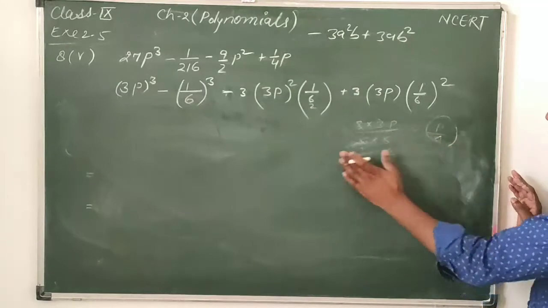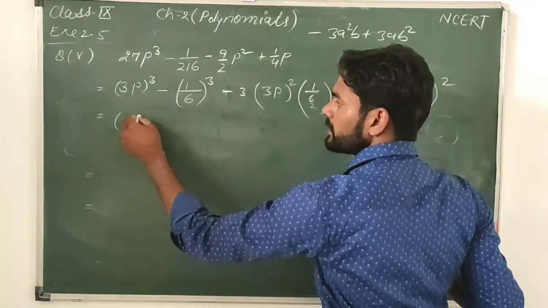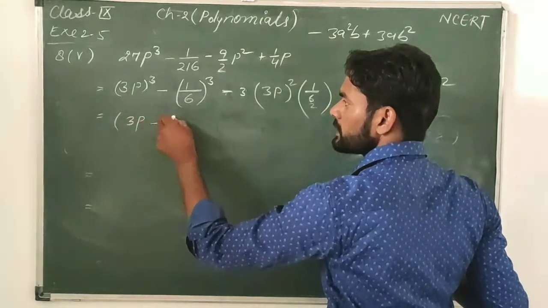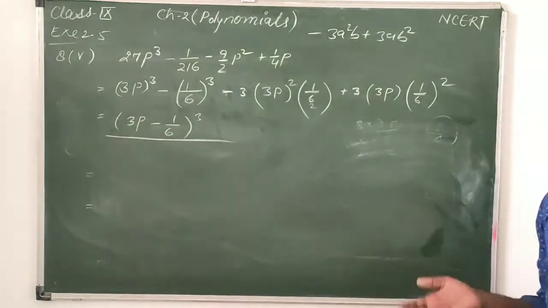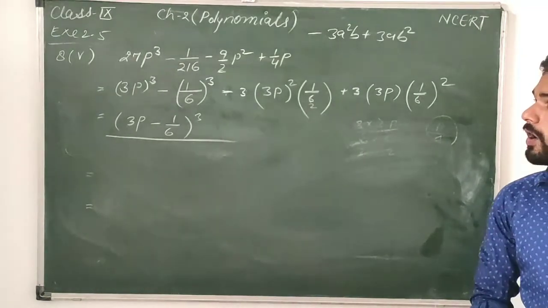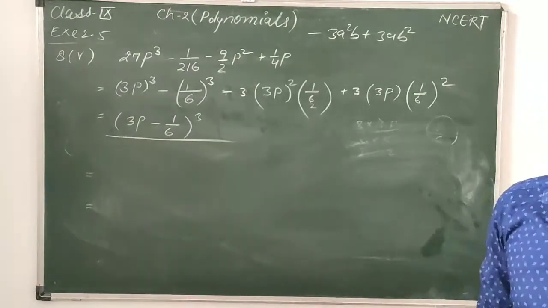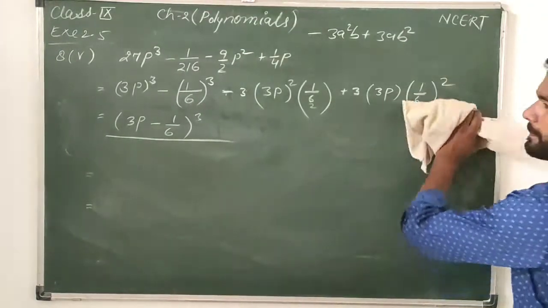So both are perfect. And for this we can use an identity 3p a minus b. Okay, then student, let's start question number 9th. Children, please do this also.